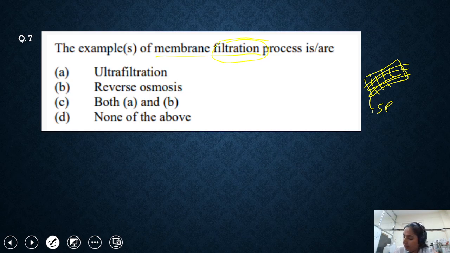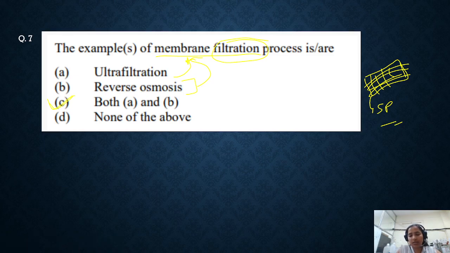Okay, someone answered this question. Okay, let me see. Answer A. So for question number 7, you are answering this, Atendra Karar. Yes, ma'am. Okay. But reverse osmosis we also use filter, na. We also use a membrane in the reverse osmosis process. Ultrafiltration is a type of membrane filtration, but reverse osmosis is also a type of membrane filtration. So for this question, the answer is C. Yeah, right, Sadvika.